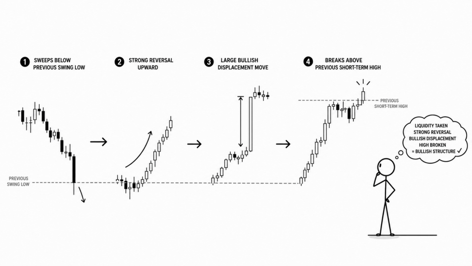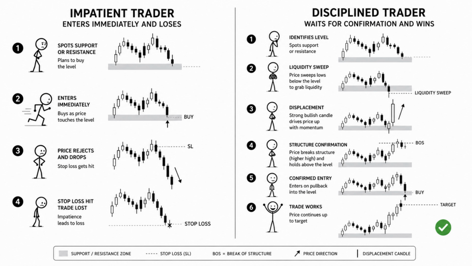For a bullish setup, the logic is simply reversed. Price may sweep a previous low, strongly reject it, create bullish displacement, and then break above a meaningful short-term high. Now you have a sequence of events rather than one isolated signal. Think about the difference between these two approaches. One trader sees a level and immediately enters because a candle looks bullish or bearish. The other trader waits for liquidity to be taken, watches the reaction, and then waits for structure to confirm the direction.